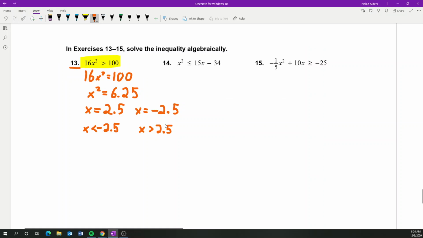So that's one way you can solve these problems. And this is our answer right here: x is less than negative 2.5 or x is greater than 2.5. And that's how you would solve these. So again, solve the quadratic equation that's associated with the quadratic inequality, and then graph it in Desmos to figure out if it's greater than or less than those bounds that you find.